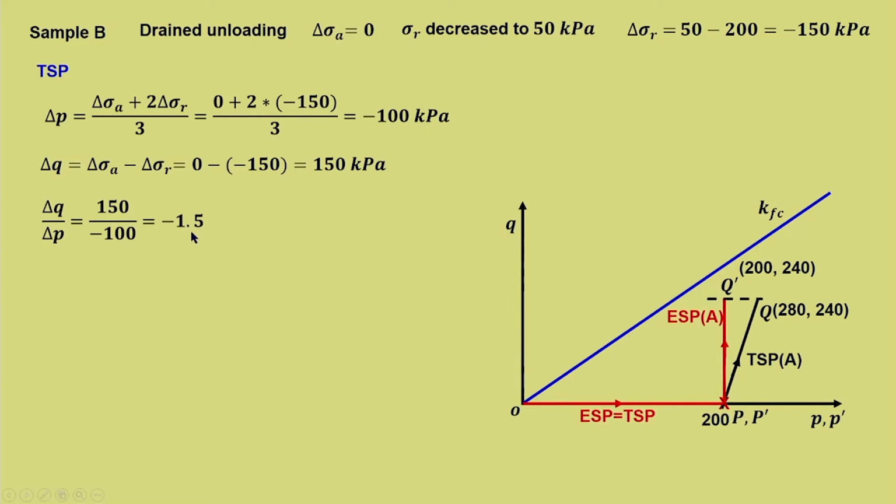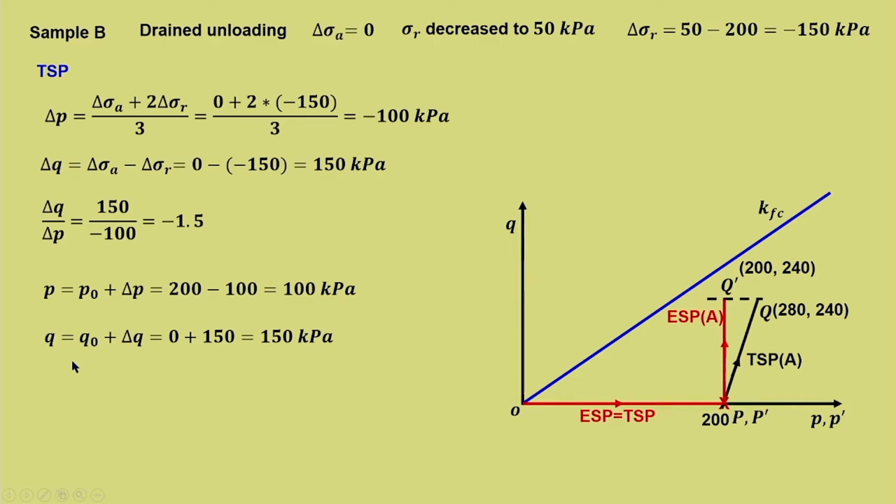So, it is very clear that the slope is negative. P is equal to P naught plus delta P. P naught is 200 and delta P is equal to minus 100. Substituting that, we know that it is 100 kilopascal, but in the leftward direction. And Q is equal to Q naught plus delta Q. Q naught, the initial value, is 0 plus 150, since delta Q is plus 150, that will give you 150.